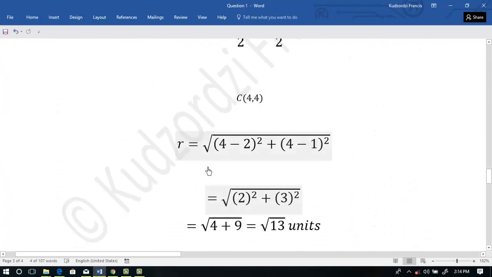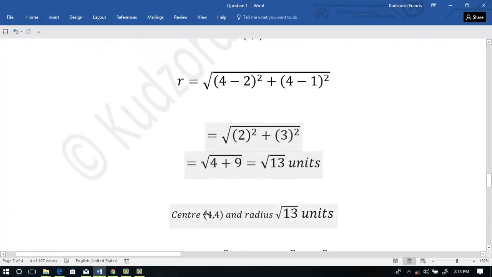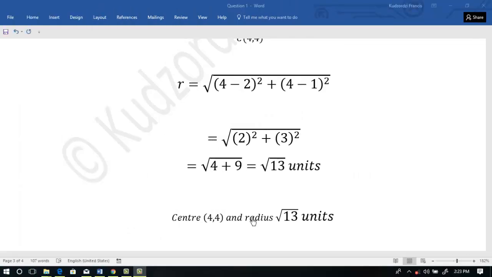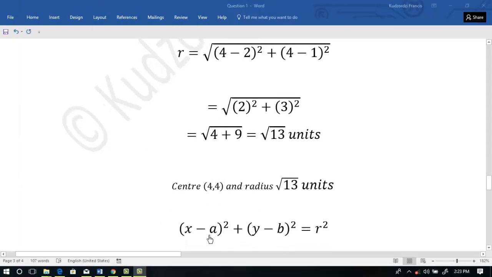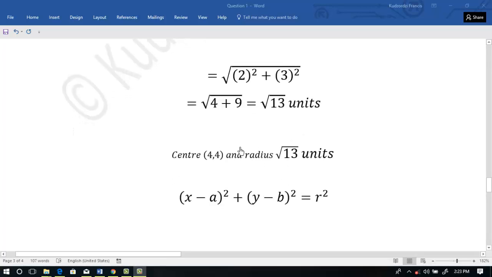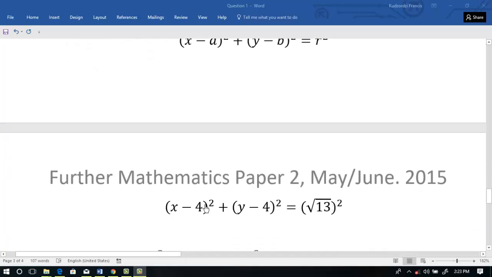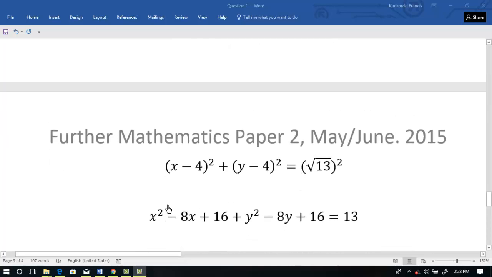So now we know the center and the radius. The center is (4, 4) and the radius is root 13 units. So we use the formula (x minus a) squared plus (y minus b) squared equals r squared. We substitute these values, 4, 4 and root 13, over here. We get something like this. And when we expand the brackets, we get something like this.